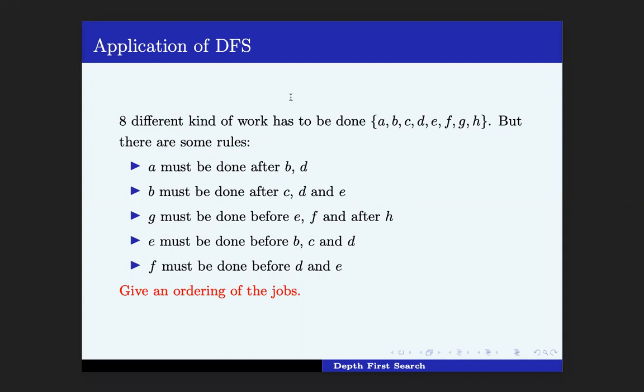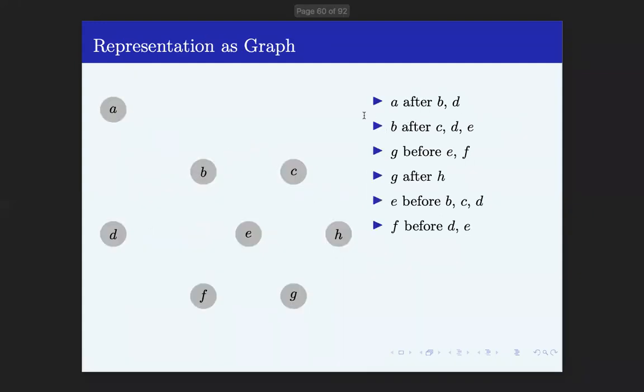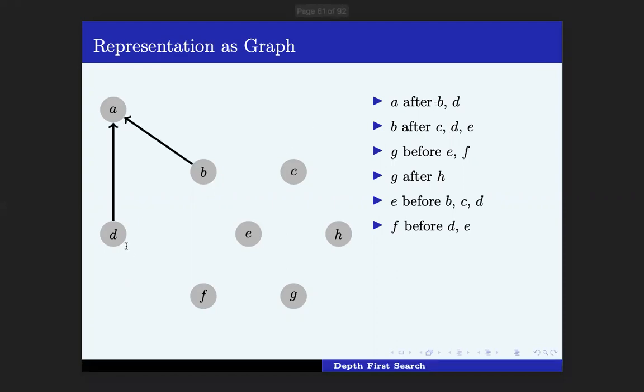So first of all, can we represent this information in a graph? Let's see. Every job has been represented as a vertex. Now A must be done after B and D. So I draw an edge from D to A and from B to A. That means A must be done after D, and A must be done after B.